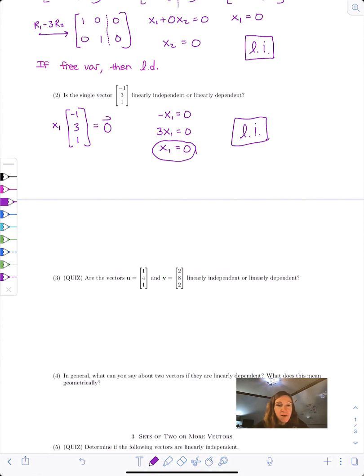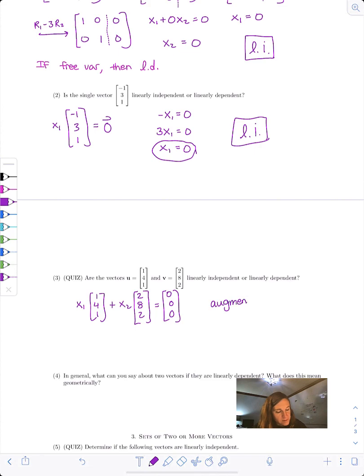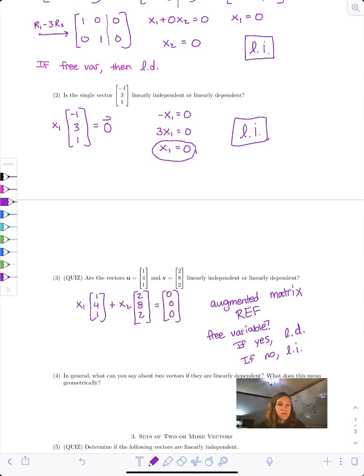Okay. So now for our quiz, we have two vectors, and again, you're going to want to test, is there a non-trivial solution for the equation x1u plus x2v equals 0? And so my hint is you make an augmented matrix, you get it to reduced echelon form. Really, you could actually answer this question with echelon form, because what you care about is, is there a free variable? If yes, then it's linearly dependent. If no free variable, then it's linearly independent.